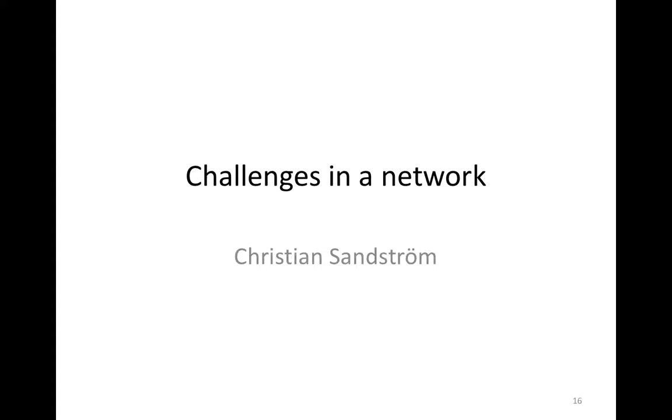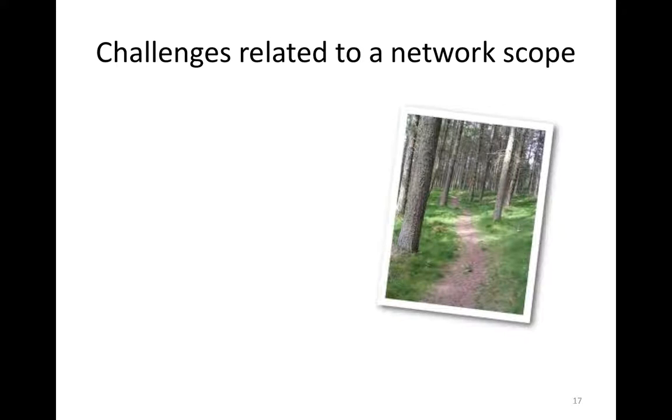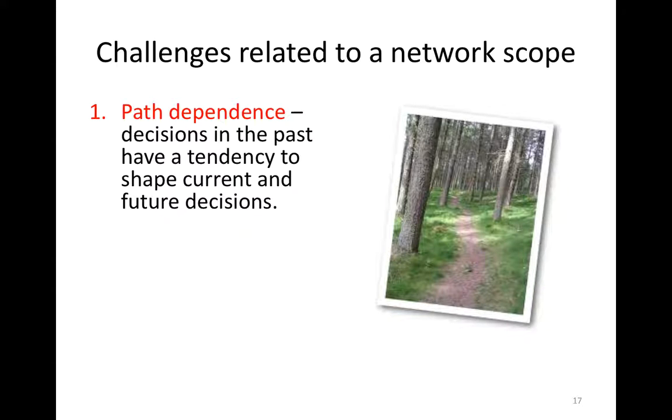The third and final video about networks will cover some of the challenges related to being in a network form of organizing. So we're going to cover three different challenges here related to a network scope. And the first one is path dependence, that decisions in the past have a tendency to shape current and future decisions.